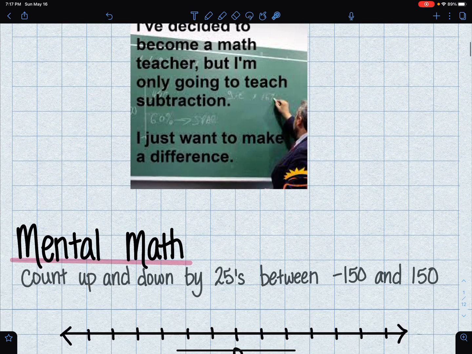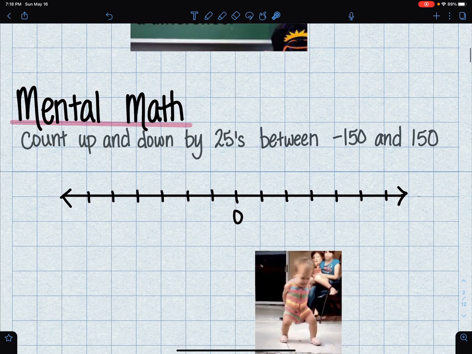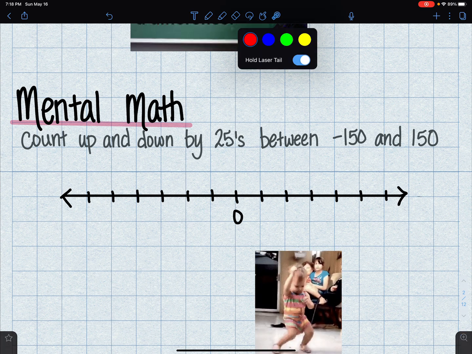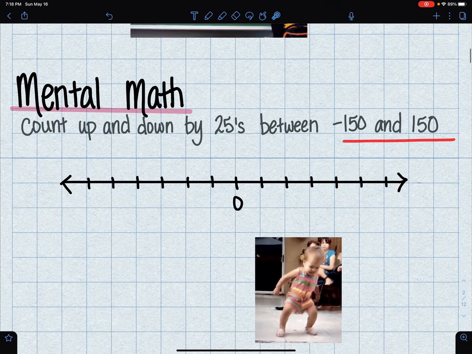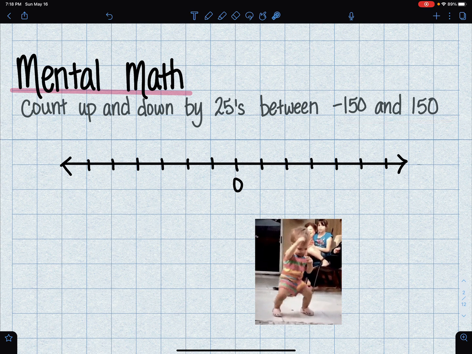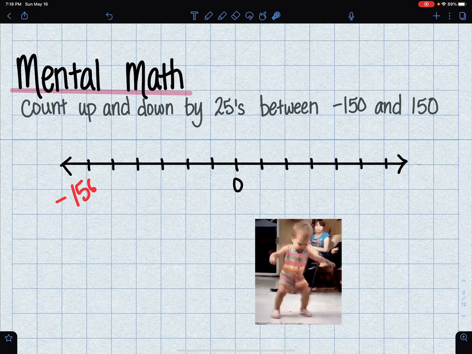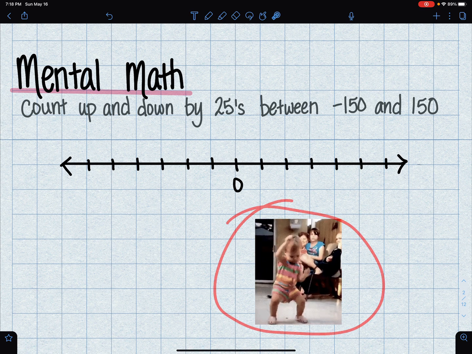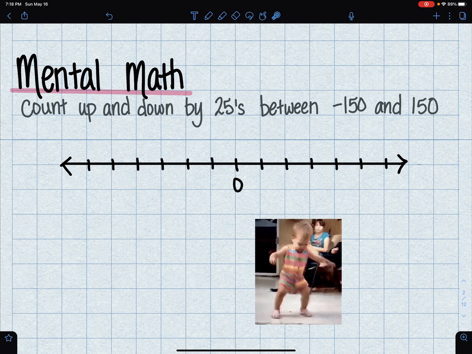First, we're gonna count up and down by 25s between negative 150 and positive 150. Okay, here we go. Let's start with negative 150. And we're going to look at a lot of baby pictures today. I thought that would be fun since you're going to be an aunt soon, okay?